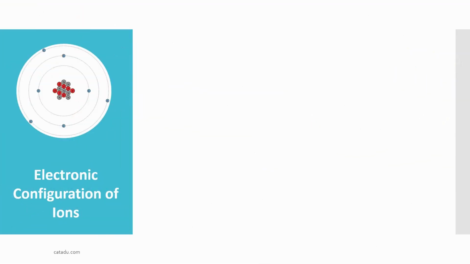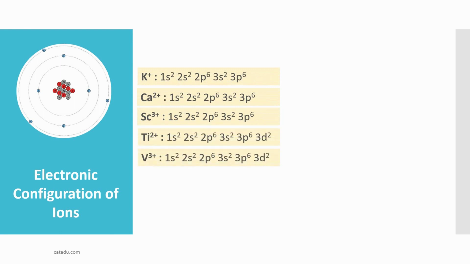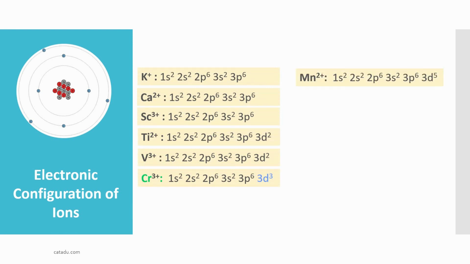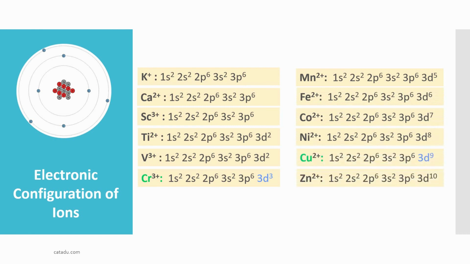Electronic configuration of ions. Electrons will be lost from the last shell first. For this one, potassium has 4s1, so 4s1 will be lost. For calcium 4s2, scandium 4s and 3d will be lost. For titanium similar. Vanadium, chromium: 3 electrons lost from chromium, 1 from 4s and 2 from 3d. Manganese, 4s lost. Iron, cobalt, nickel, copper, zinc, 4s lost.